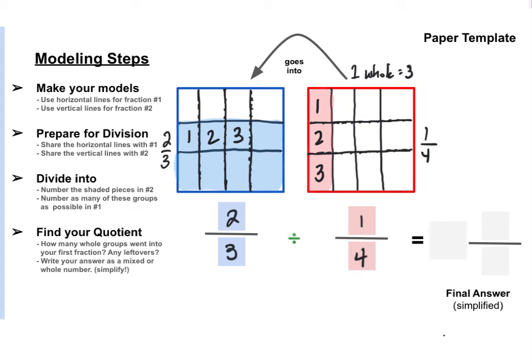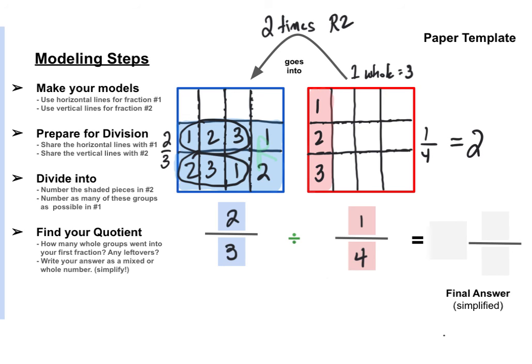It looks like those 3 squares go in once, twice, and then not quite one more time. So we've got 2 left over. So it looks like these 3 red squares go into the blue squares 2 times with a remainder of 2. So my answer to this division problem is that 1/4 goes into 2/3 2 times with a remainder of 2 out of the groups of 3 squares we were looking for.